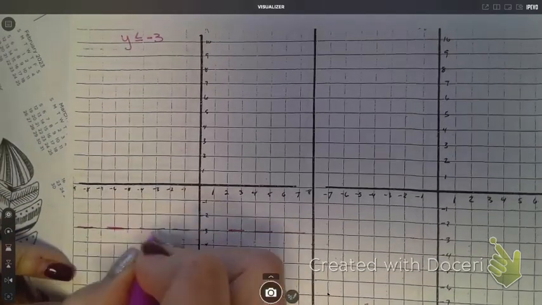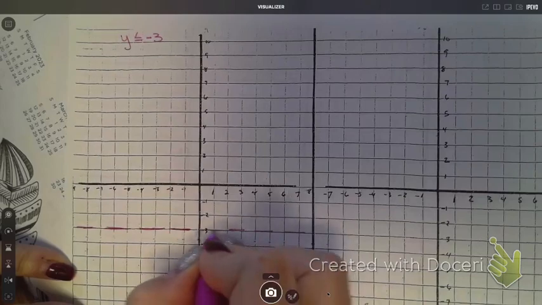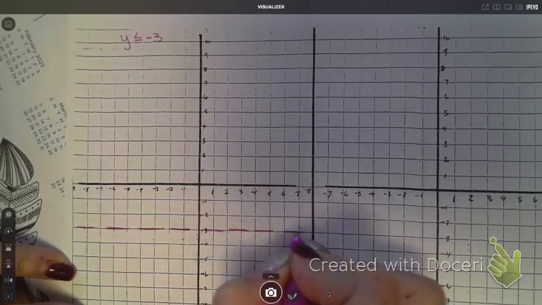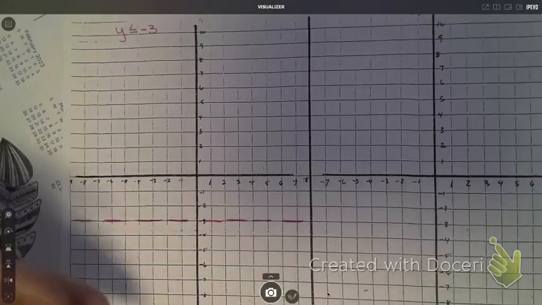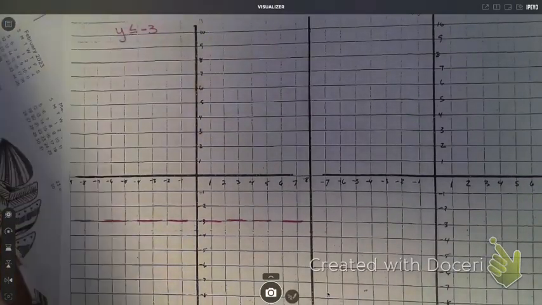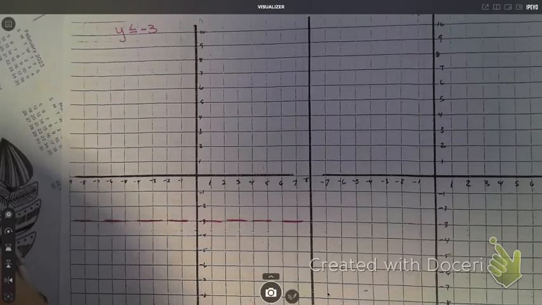And negative 3, you said? So it goes through negative 3. Horizontal line goes through negative 3. Okay? So now we need to test a point above that line and below that line. So give me a point above.